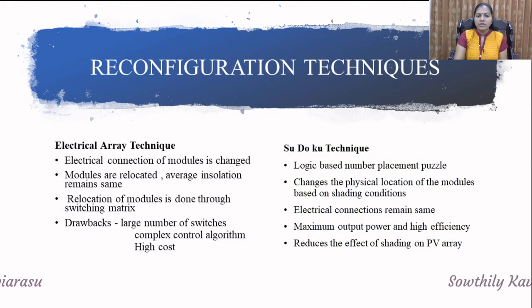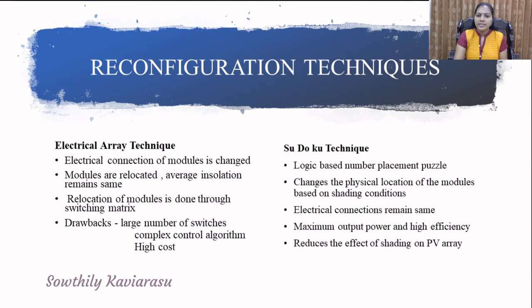These are two reconfiguration techniques, that is the electrical array technique and the pseudocode technique. In the electrical array technique, the electrical connections of the modules are changed. The modules are relocated and the average insolation remains the same. The relocation of modules is done through a switching matrix. The drawbacks of this system are that a large number of switches are used, the control algorithm is more complex, and the cost is high too.